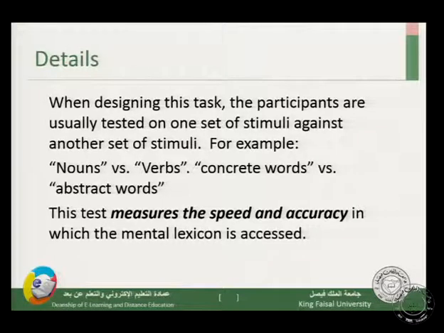Alright? So you have a mental lexicon. We have words inside our brain. In your brain you have words which you have stored, hundreds of thousands of words, or perhaps tens of thousands of words, stored inside your brain. So how fast and accurate are you able to recall or to decide on these words? How fast can you recall these words?